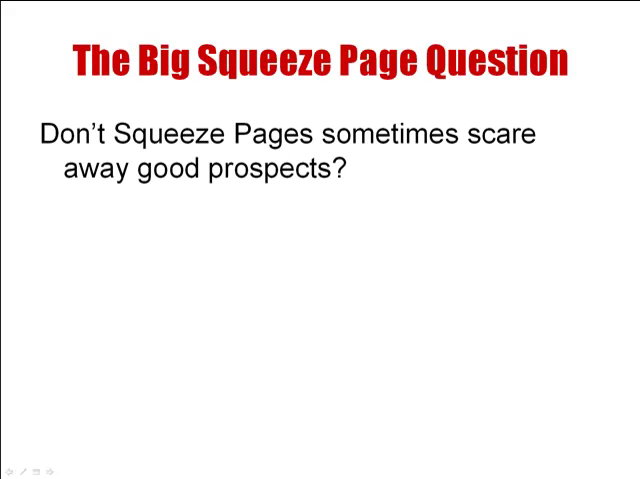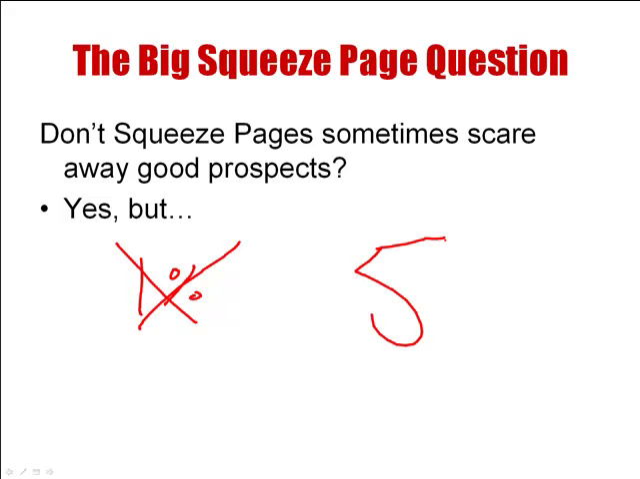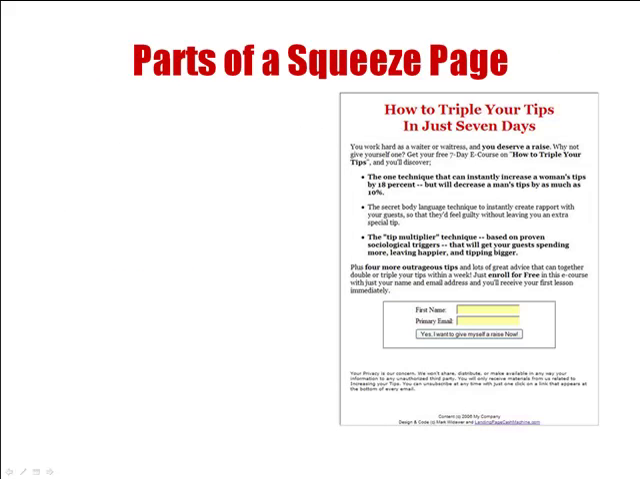So, here's the big squeeze page question. Don't squeeze pages sometimes scare away good prospects? Well, the answer is yes, but that's okay. I will deal with sacrificing part of that 1% that's going to buy at the beginning. I'll get rid of them. I'm okay with that because I'm going to make a big whopping 5% sales over time later, and perhaps more. But you understand that 5% is much better than 1%. Despite my ugly writing, I would much rather have this 5% than any part of that 1%. Make sense to you?